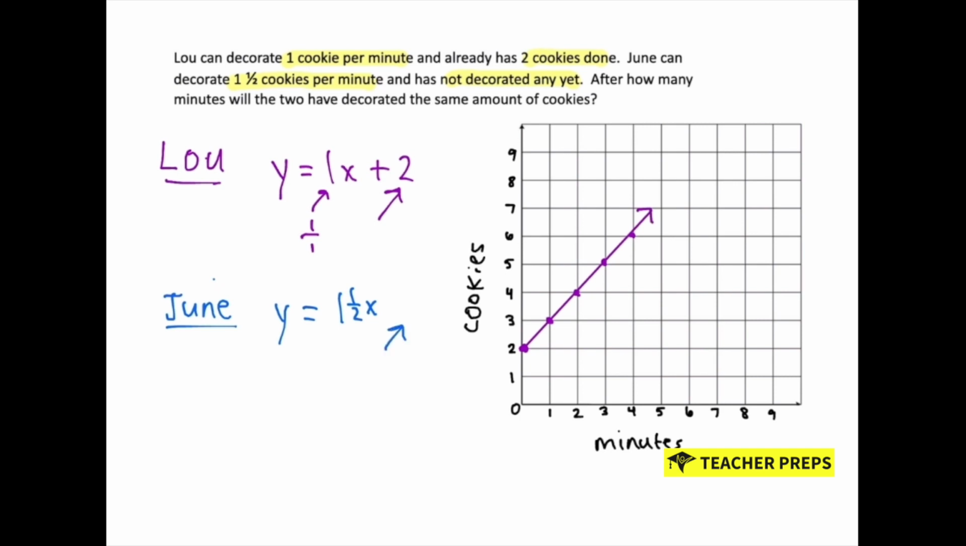June does not have a y-intercept, so we can start at 0. June's slope is 1.5. We need to make that an improper fraction before we graph it. June's slope is 3 over 2. So we're going to go up 3 and over 2, up 3 and over 2. We can connect the points, and now we have June's line.